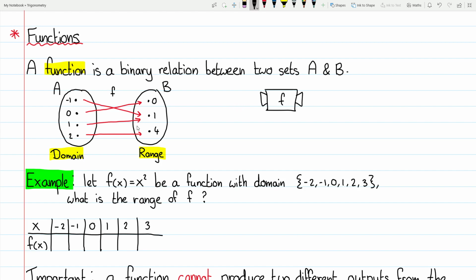And perhaps, in this function, let's say we input the value 2. The function is going to take 2, apply some sort of algorithm, and then output the number 4. The reason why this is a binary relation is because we have two parts, an input and an output, and the function relates the two.